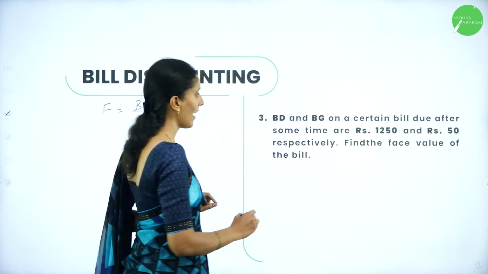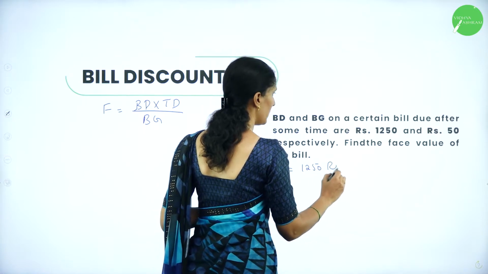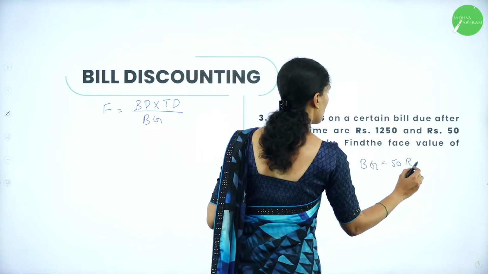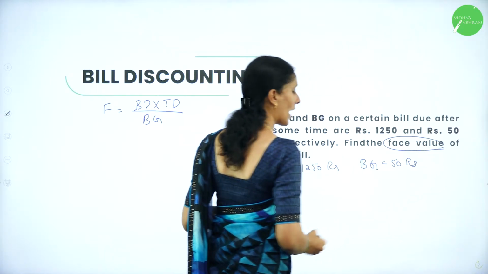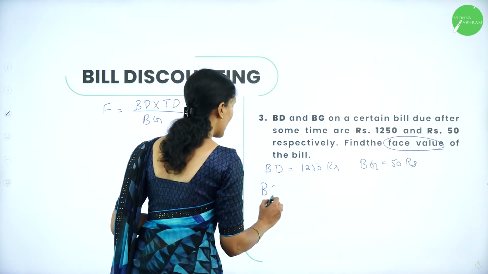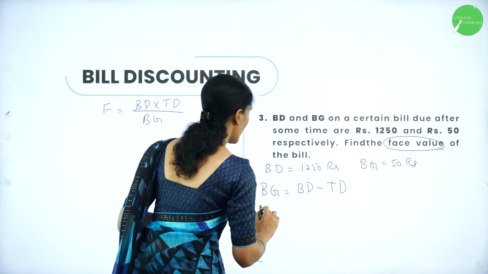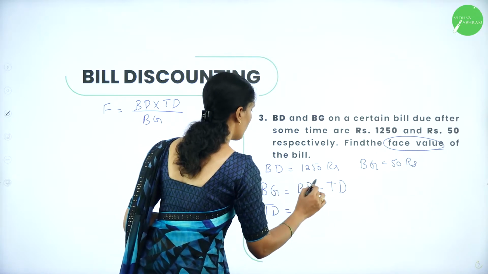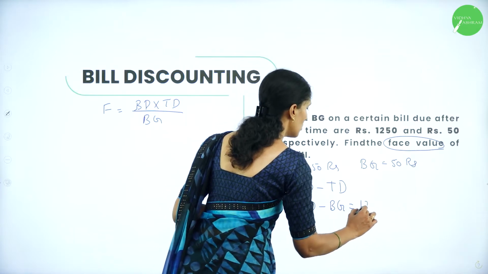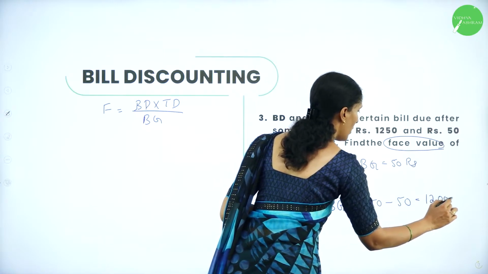Let us write what they have given. So they have given BD, 1250 rupees. Next is BG, that is 50 rupees. I have to calculate face value. To calculate face value, I need my true discount. I know the formula. Banker's gain is banker's discount minus true discount. So I need true discount. Therefore it is BD minus BG. So that is 1250 minus 50, which is equal to 1200 rupees.